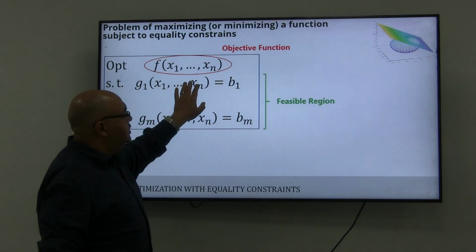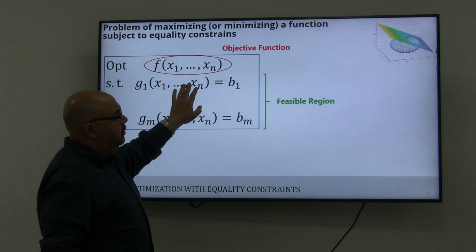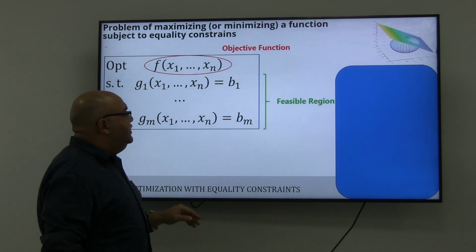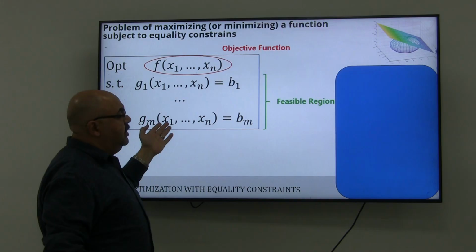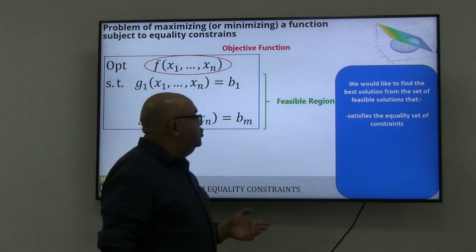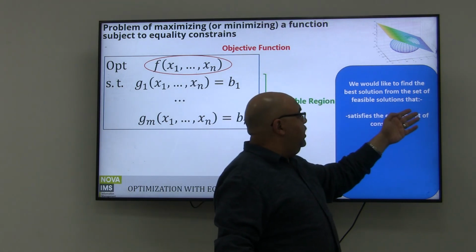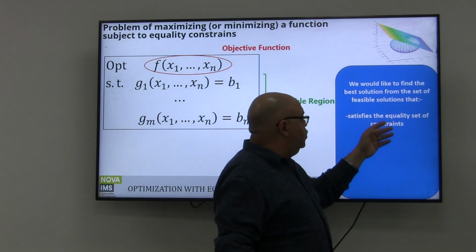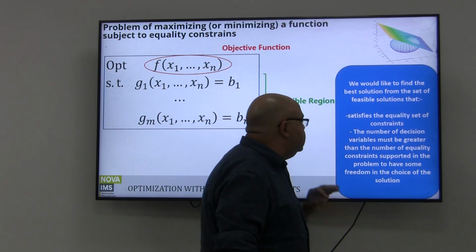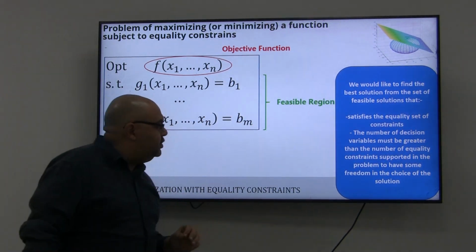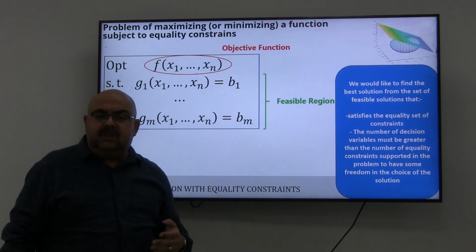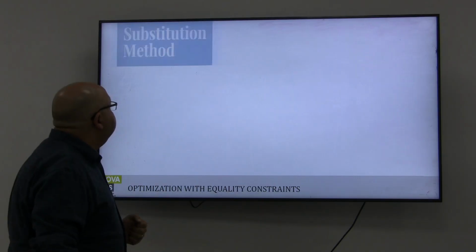As I told you, this is a constrained optimization of the equality type. I will have to satisfy my feasible region by satisfying these conditions, and so the solution will be accessible. So we would like to find the best solution, as I told you, in the feasible region, satisfying the equality set of constraints. The number of decision variables must be greater than the number of equality constraints, as I told you, in order to have some freedom in the choices of the solutions.